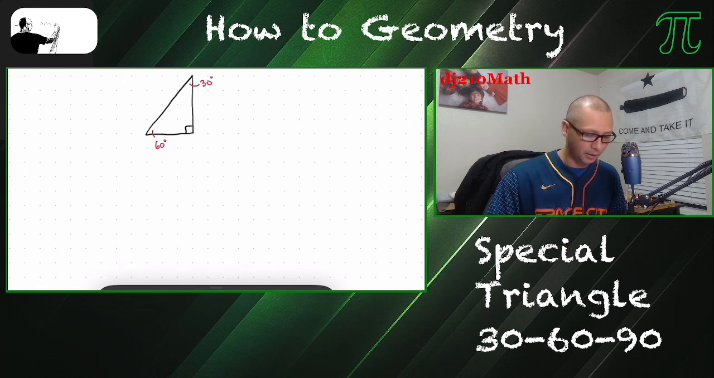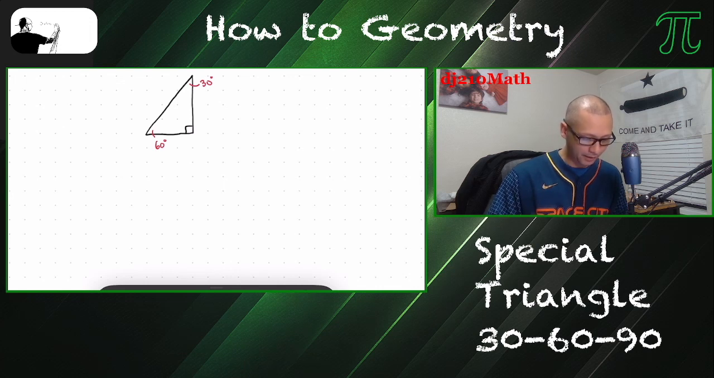hypotenuse. Now, in the 45, 45, 90 case, the two legs were always congruent, right? They were always the same. In this particular case, the two legs are going to vary in size. You're going to have a short leg and a long leg. Then you're going to have the hypotenuse, which is always the longest side in a right triangle.